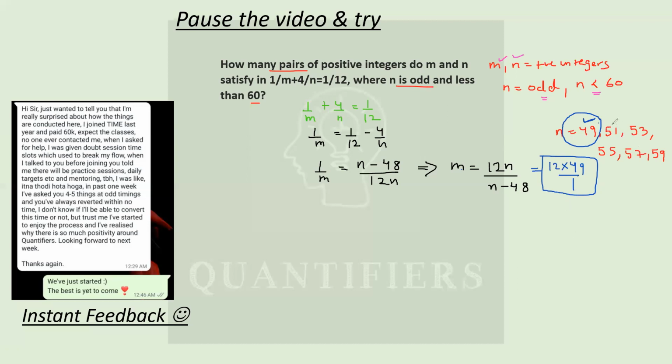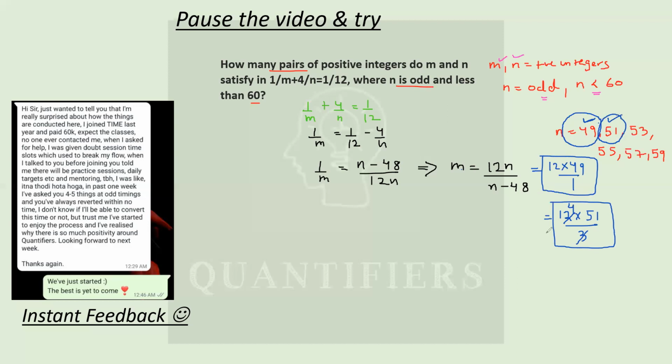Now if I put n is equal to 51, what will happen? So if I put n is equal to 51, I'll get 12 into 51. And in the denominator, now I will have 3. And students, obviously this will be an integer now, because 3 into 4 is 12. Now 4 into 51 will definitely be a positive integer. So that means this is also one of the solutions.